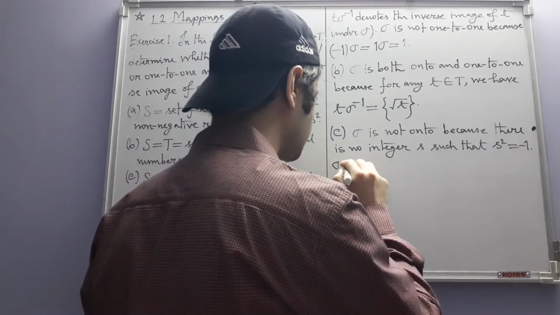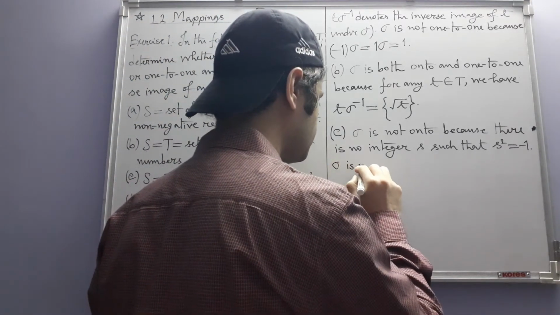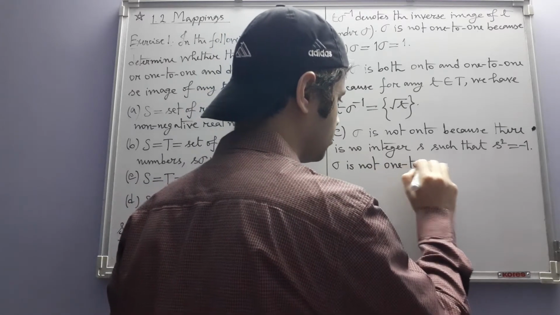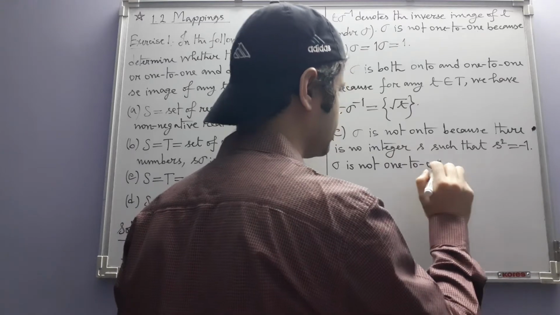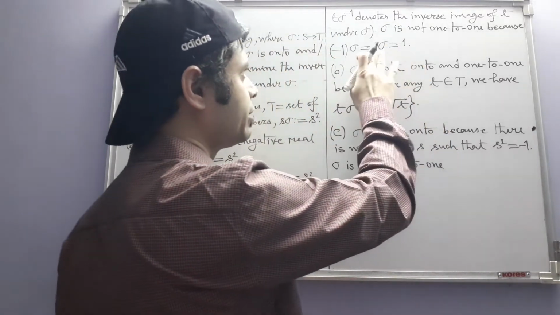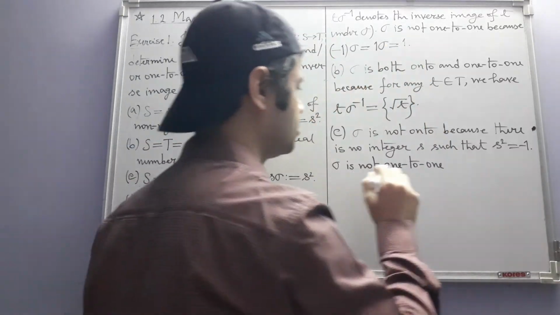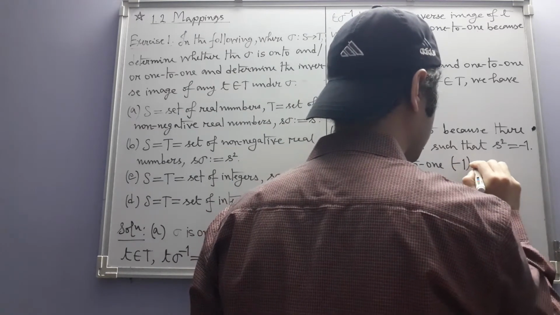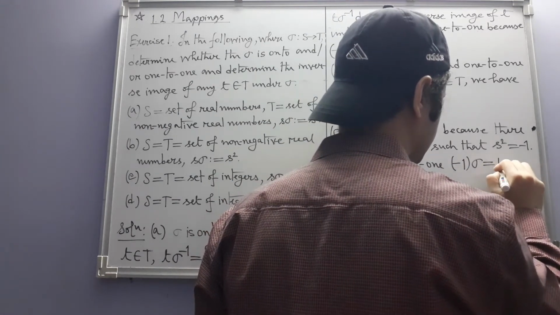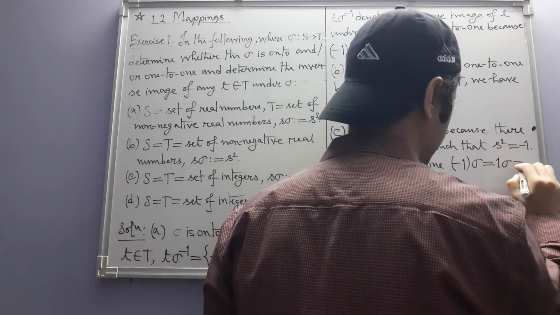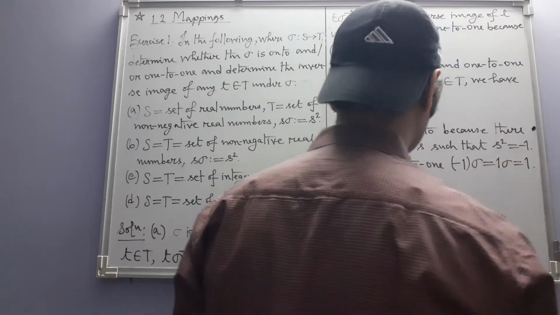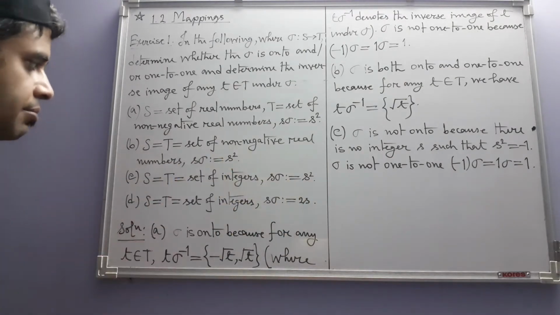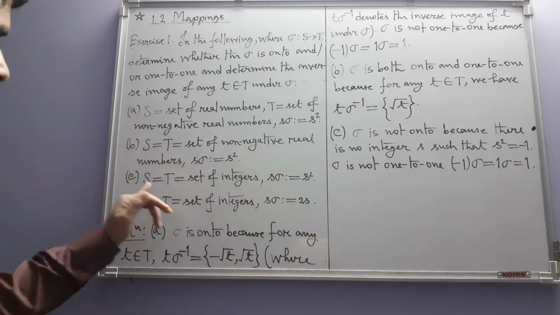And sigma is also not one-to-one, and the reason you already know. Here we have taken integers themselves, so we can write the same equations here. Both these integers -1 and 1 have the same image, because the formula for the function is the same. It's just like B, only the sets are different.